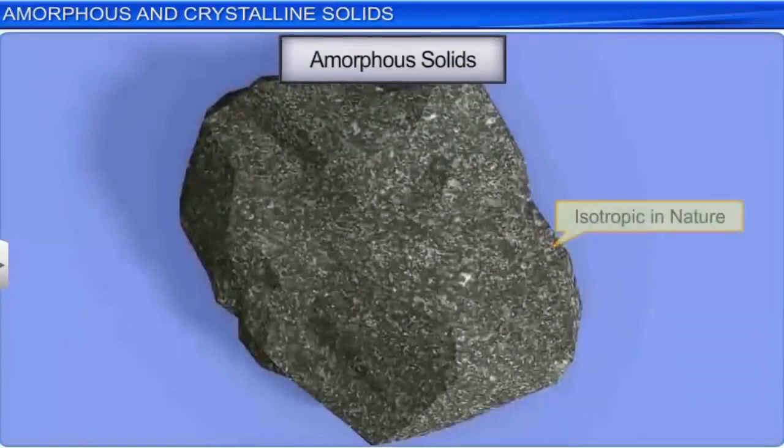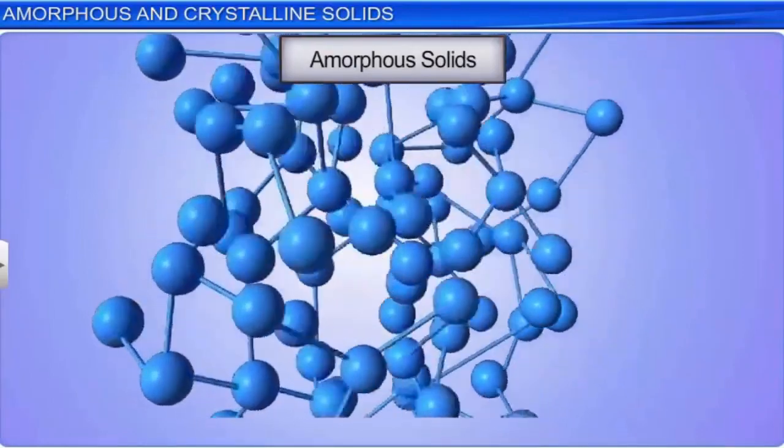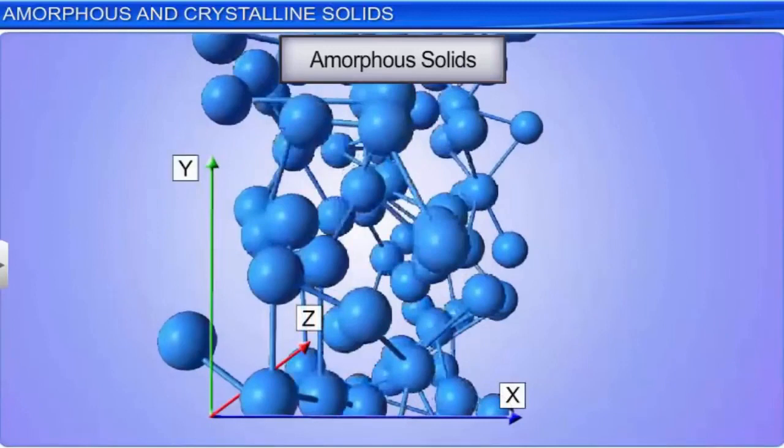Amorphous solids are isotropic in nature. In other words, they show the same physical properties in all directions. This is due to the random arrangement of the solid.